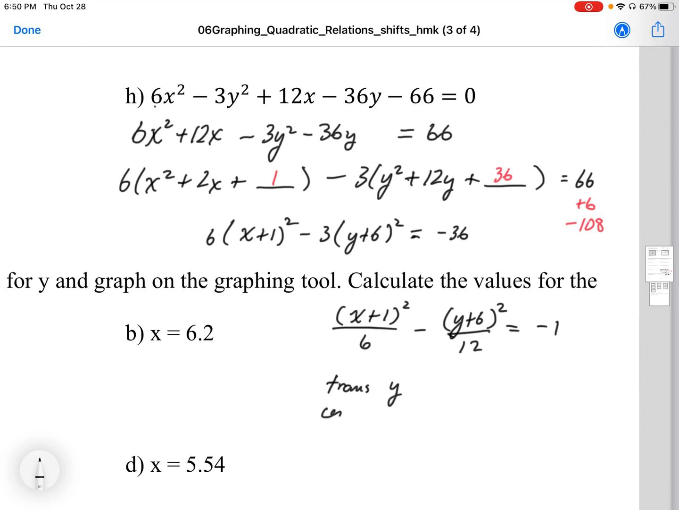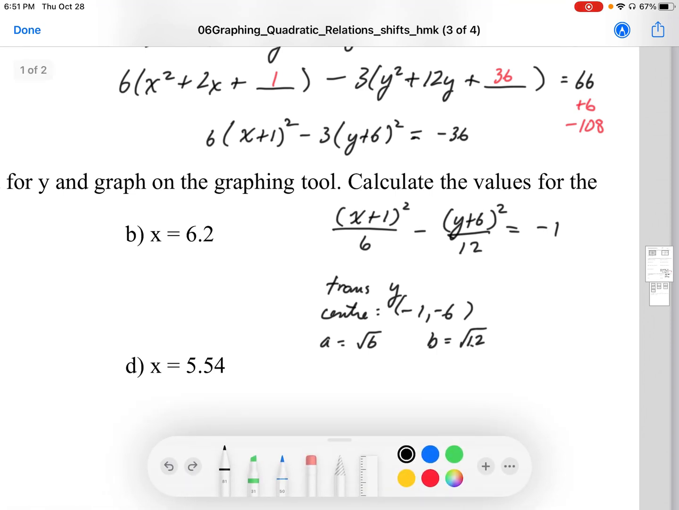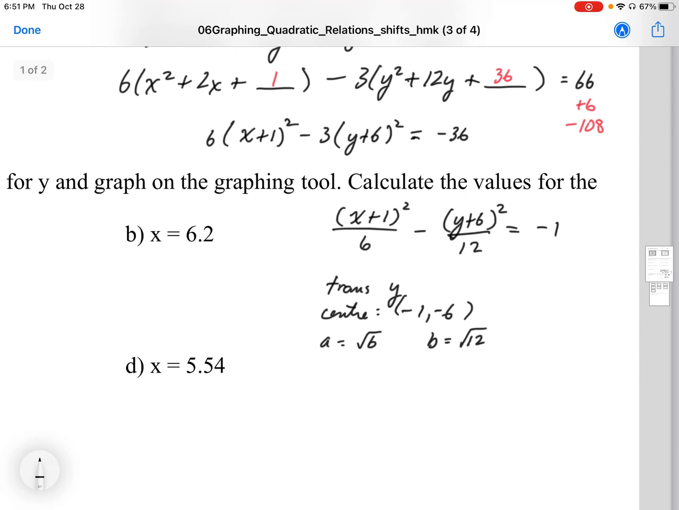This is the center at -1, -6. Okay, the a value is equal to square root 6. The b value is equal to square root 12. Okay, so the location of the vertices, since it's trans y, it's going to be -6 plus root 12 as a y coordinate, and -6 minus root 12 as the other y coordinate.